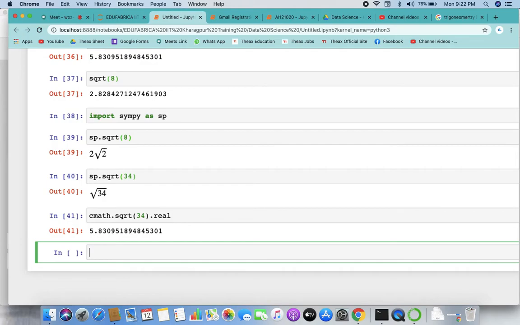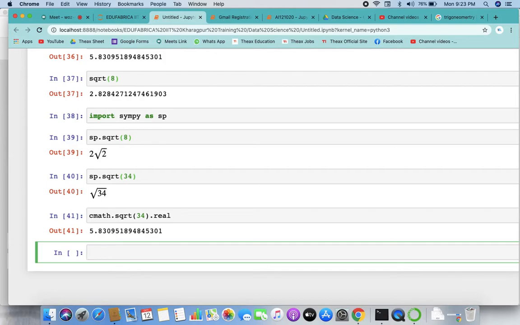So when there is an exact square, you will get the result. But if it is not an exact square, in all the cases, we get results numerically, right? Here, we get the symbolic representation. That is the thing. Very basic one, the very first thing.